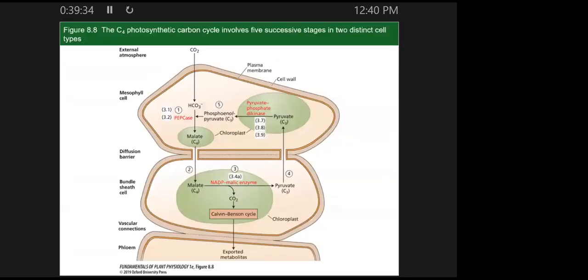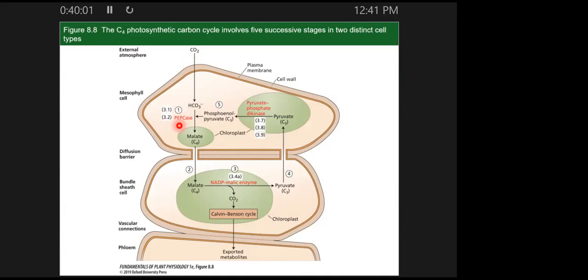So let's look at this in a little bit more detail. So now some of the words. So here you have the C4 cycle. The CO2 up top is coming into the mesophyll or parenchyma cell. It's reacting with phosphoenolpyruvate, PEP. And the enzyme, I need you to know the enzyme. It's not rubisco. It's called PEPcase. So it's PEP carboxylase. The case stands for carboxylase.